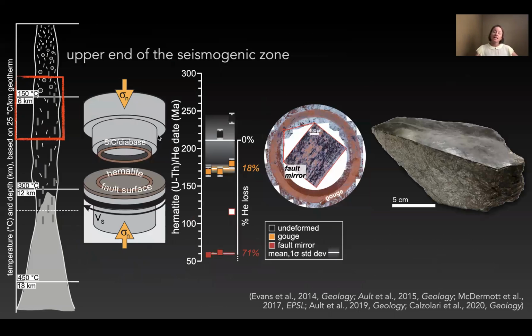We have conducted hematite rotary shear experiments at the lower end of seismic slip rates and shown that asperity flash heating at localized fault mirror patches can generate appreciable helium loss from hematite. We have also combined hematite textures with thermochronometry data patterns to document small magnitude earthquakes at the upper end of the seismogenic zone on natural slip surfaces.